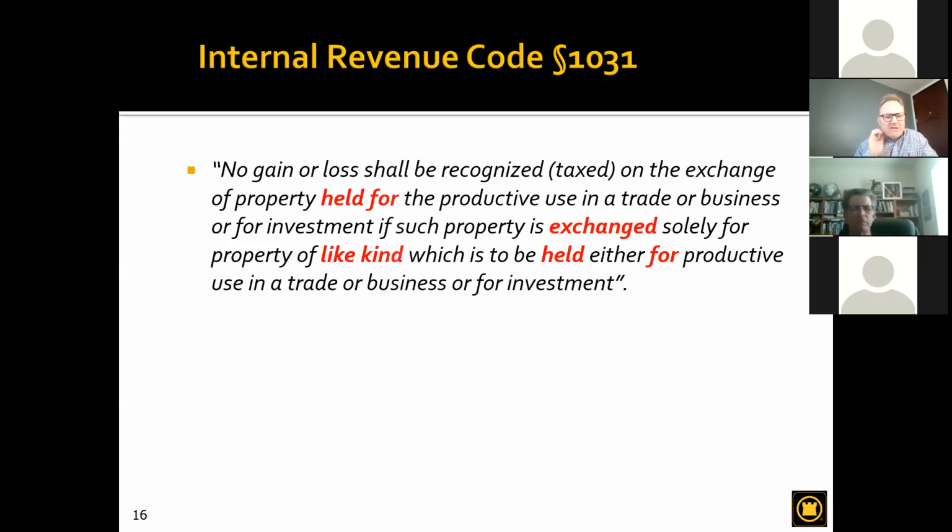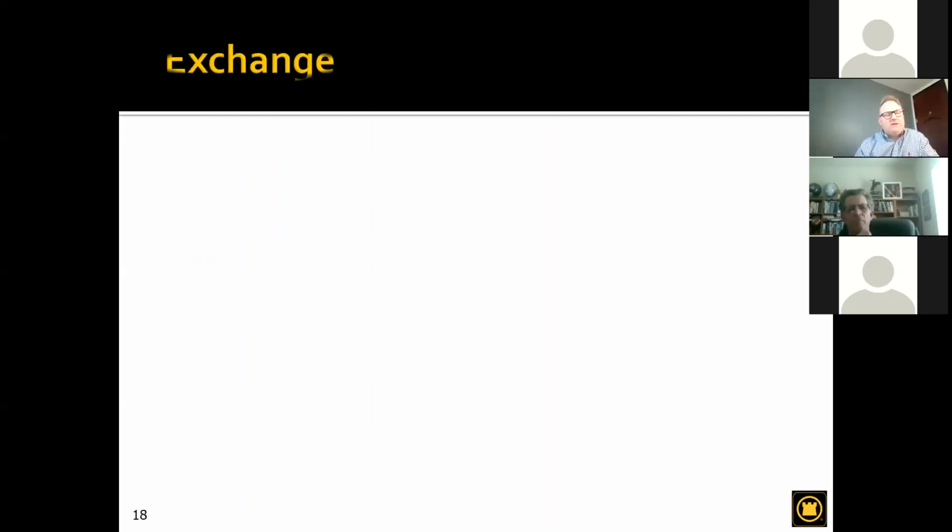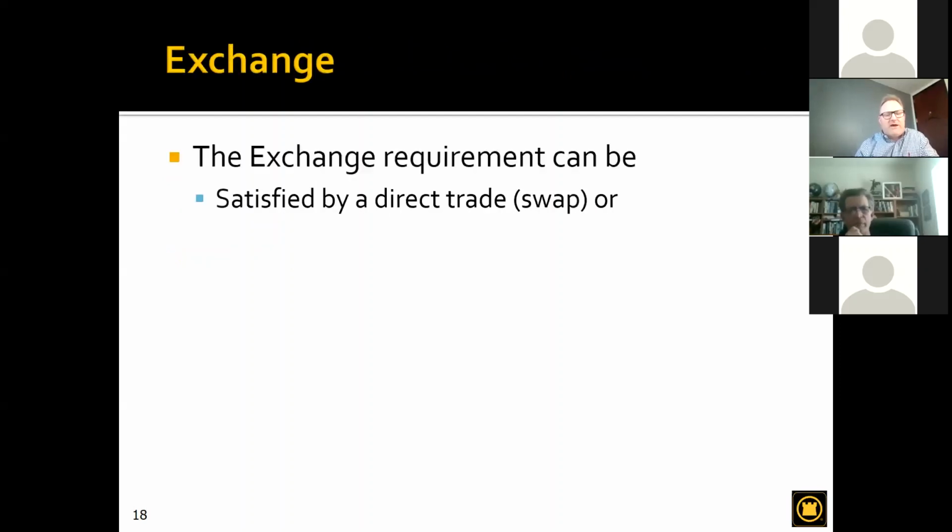Now, going back to this code thing, let's talk about our statutory requirements. Again, they're the exchange, qualified use, and like kind. So the exchange requirement can be satisfied by what is known as a direct trade or a swap. Now, this would be as if I own a piece of real estate and I have a friend or somebody else that I know owns a piece of property that I want, and they want my property. We could actually do a deed swap, and that would satisfy the exchange requirement. Obviously, none of us touch cash. We both gave up real estate and we both received real estate. So that would meet the exchange requirement.